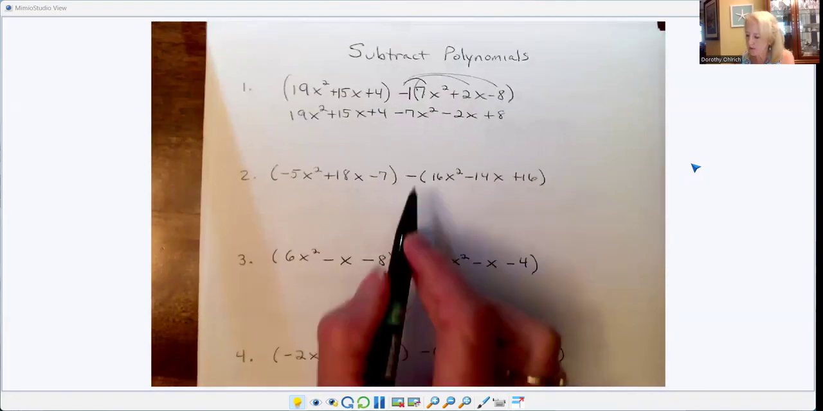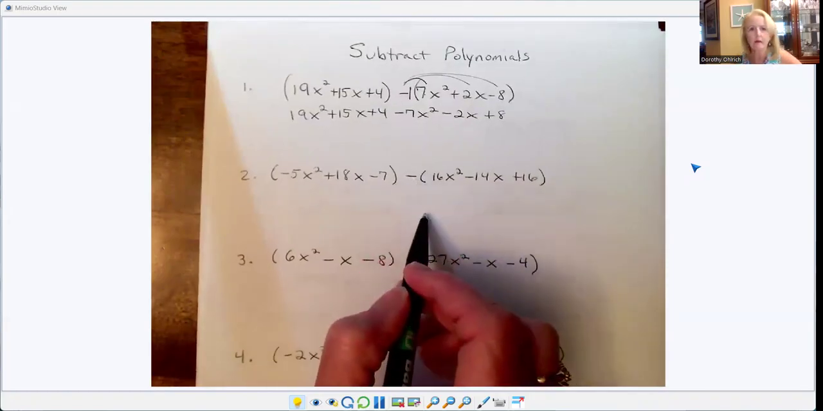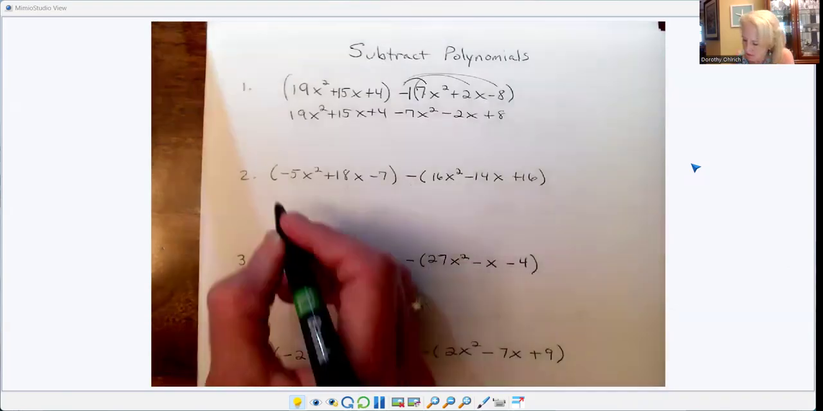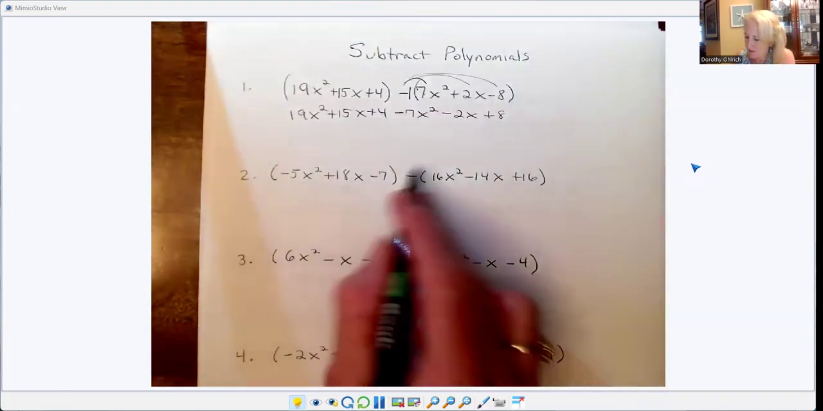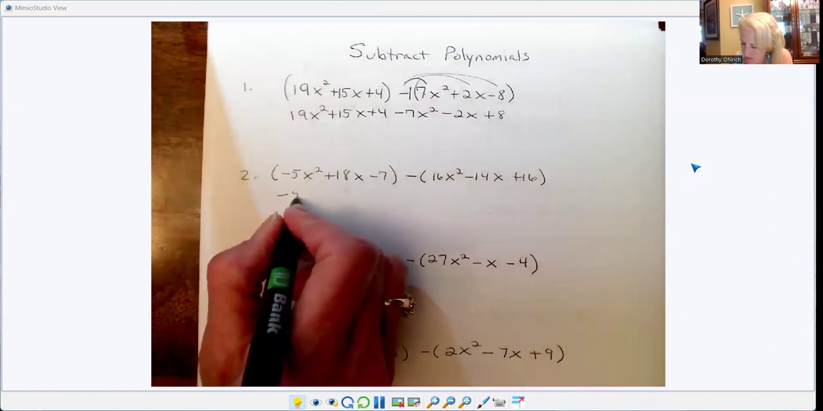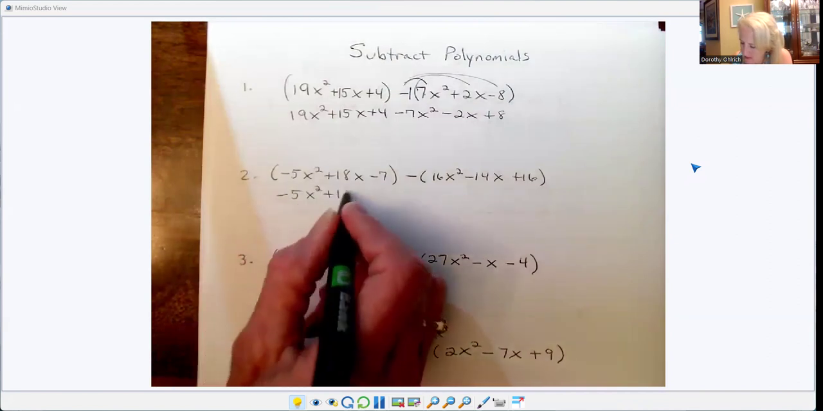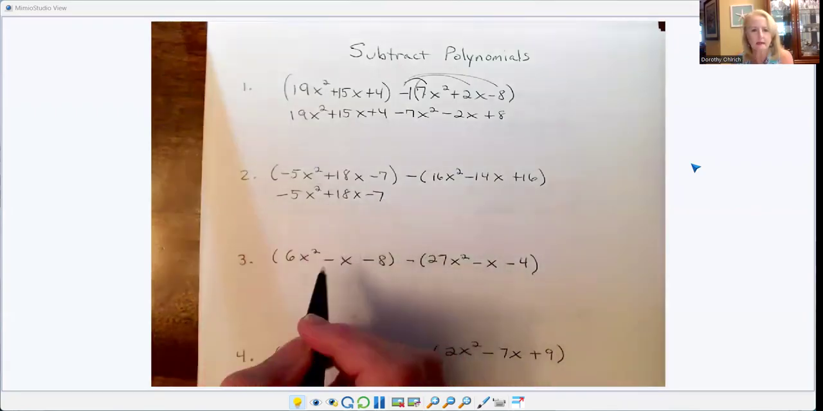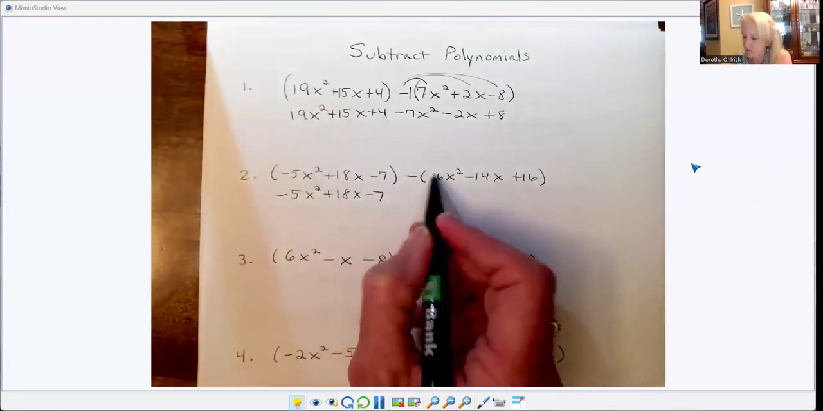I'm not going to put a 1 in front of them now. I want to make sure that you know how to just distribute it on your own without having the 1 to multiply. -5x squared plus 18x minus 7. We don't need the parentheses. There's nothing to do inside. But here we have to distribute.